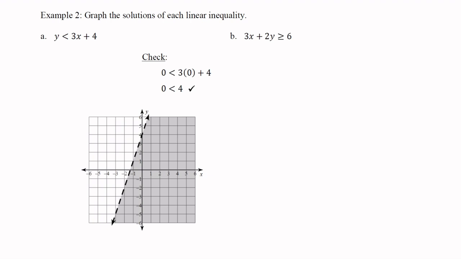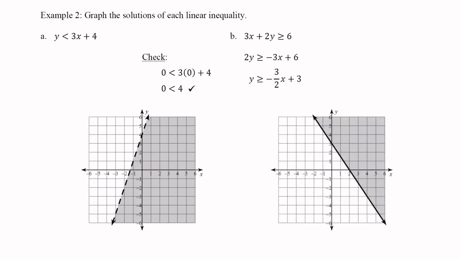For b, we have 3x plus 2y is greater than or equal to 6. Well, we need to rearrange this into slope-intercept form so we can get the slope and the y-intercept to graph. So 2y is greater than or equal to negative 3x plus 6. We subtract 3x from each side, and then we divide each side by 2. So our slope is negative 3/2, and our y-intercept is 3. So start with plotting your y-intercept at 3, then use your slope to finish plotting your line, and it has an equals to component, so it will be a solid line. And then you're going to shade above because we have a greater than.